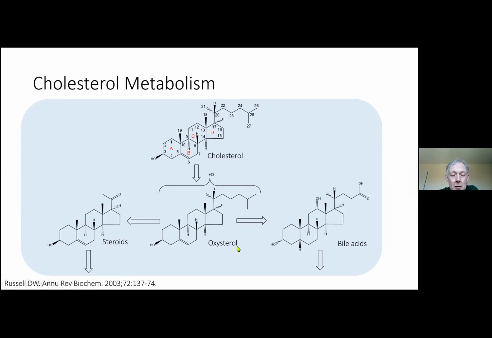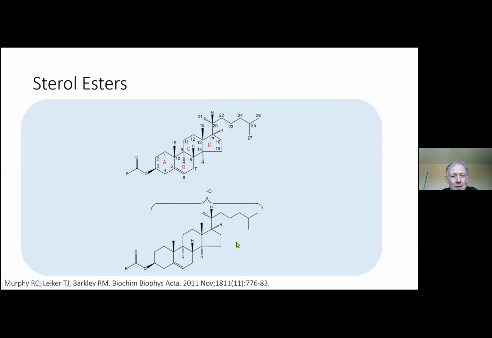I introduced these molecules to you, I think it was on Monday, but a couple of slides of revision will follow. In this talk, I will not talk about the analysis of sterol esters, as that was covered by Bob Murphy on Tuesday.